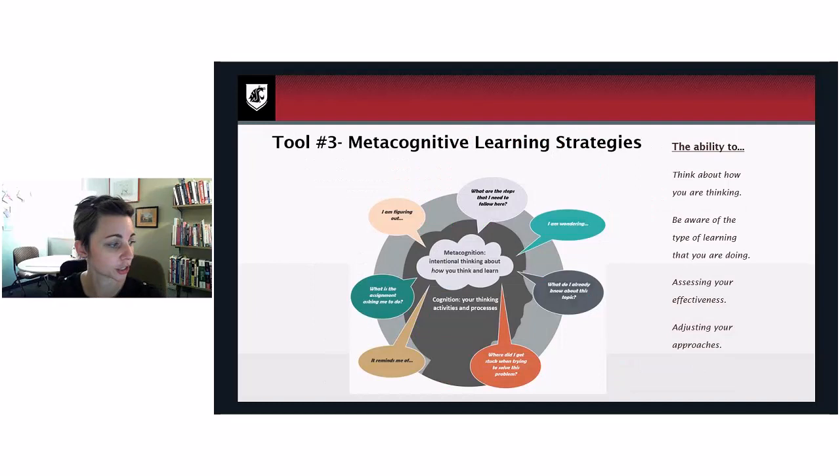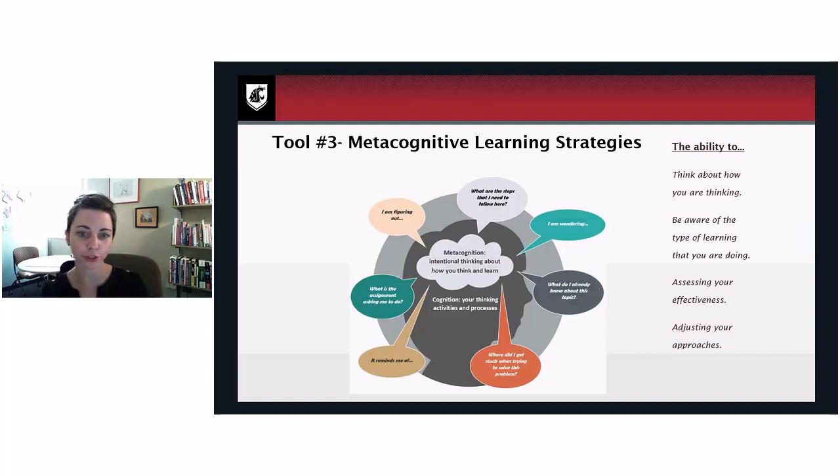So metacognition is basically defined as thinking about how you're thinking. Meta means many or about, and cognition is thinking. So you're really just thinking about how you're thinking. It's asking yourself really good questions that are assessing what you know and how effective you are, and connecting different ideas, and challenging yourself to work through problems.